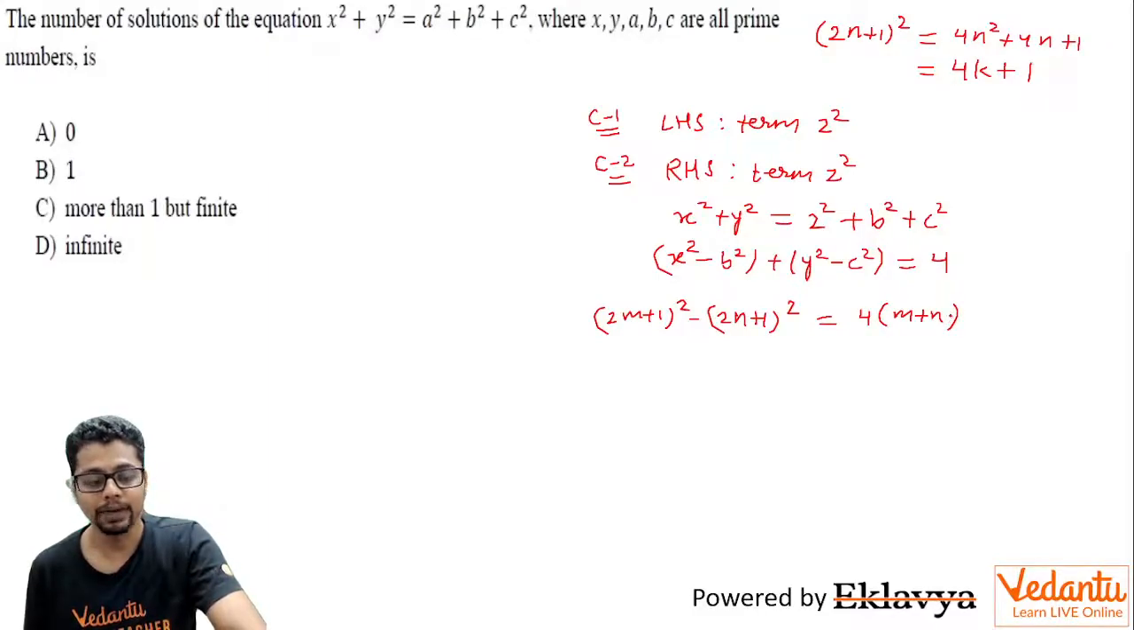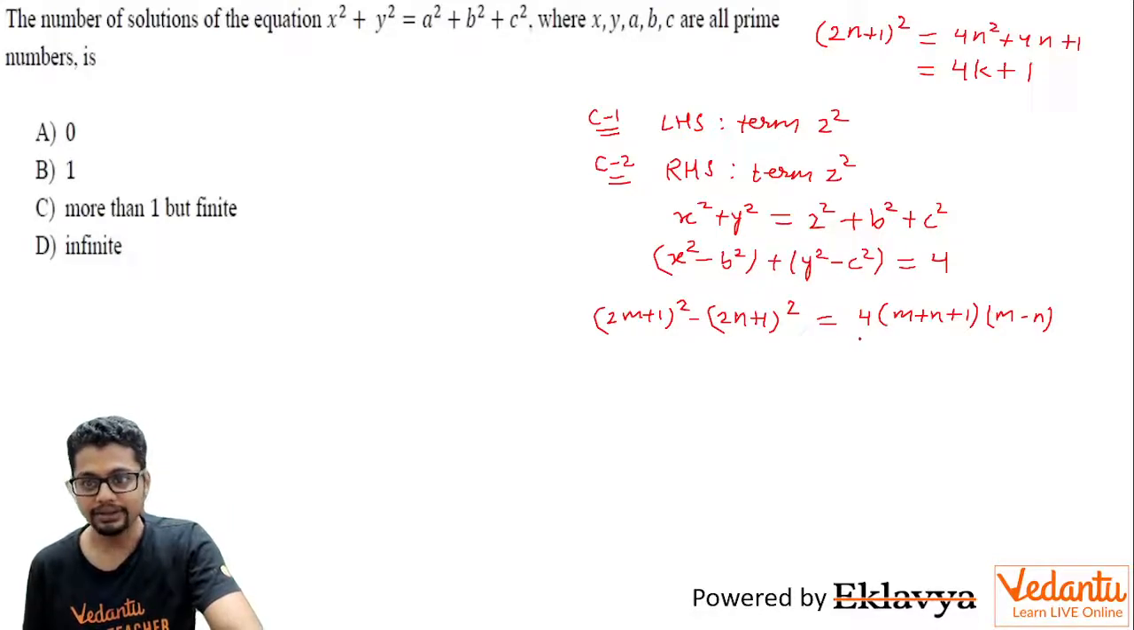Oh, my bad. 4 times (m plus n plus 1) multiplied by (m minus n). So here, m and n either can be even, odd, whatever. The point is, if m minus n is odd, then m plus n plus 1 would be even, and if m minus n is even, then m plus n plus 1 would be odd. That means out of these two factors, one would be even and the other would be odd.